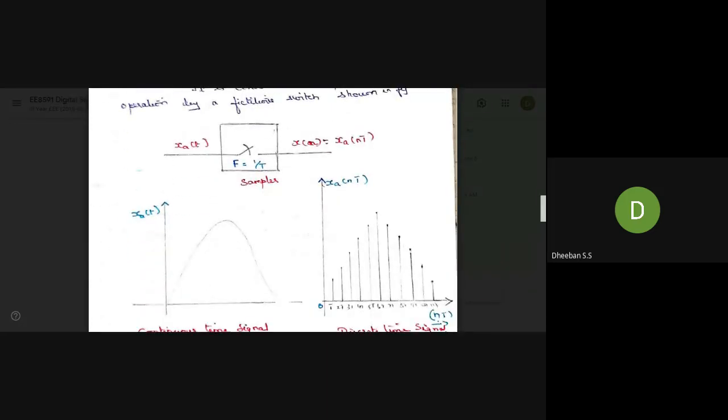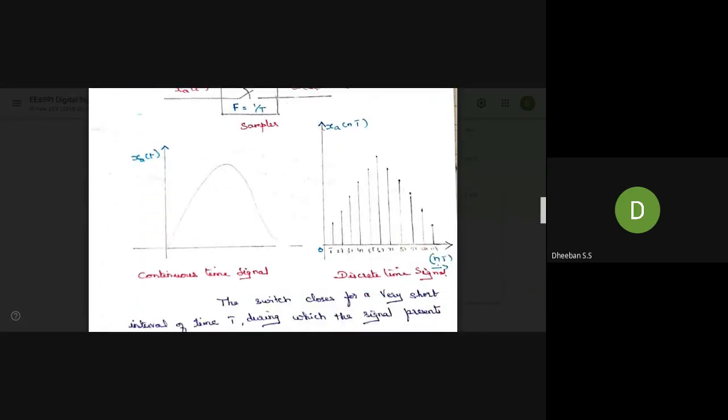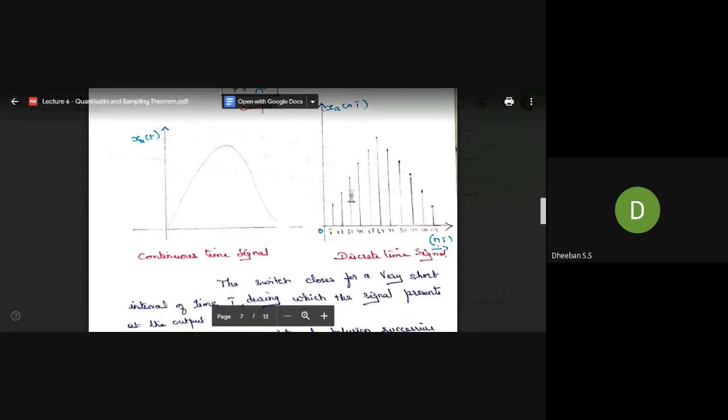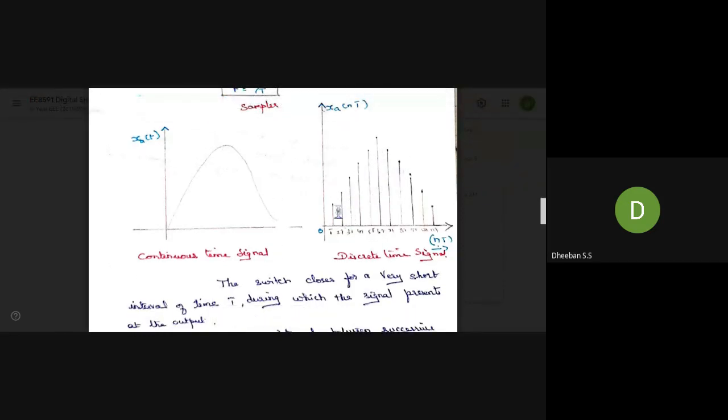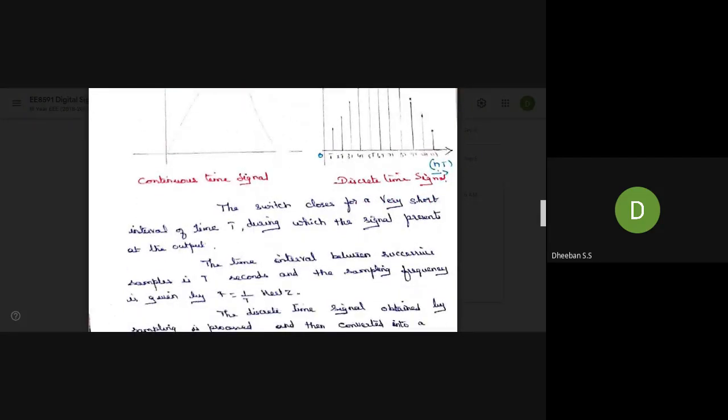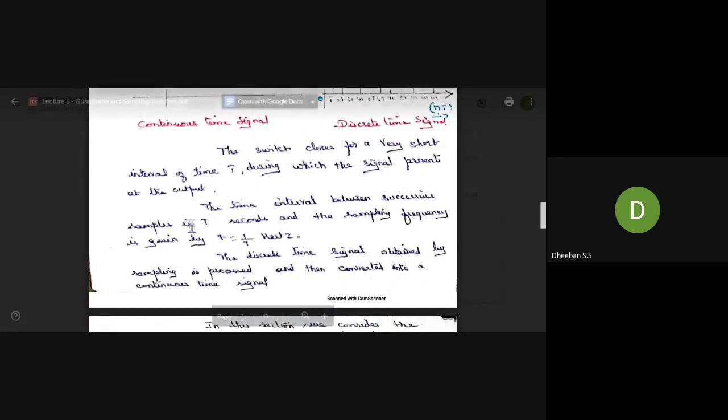So you can just overview it. It is a continuous signal, it is a discrete signal. So it is similar to the cutting of your apple. Slicing, this refers to slicing. So the switch closes. Here the frequency is 1 by time period T.